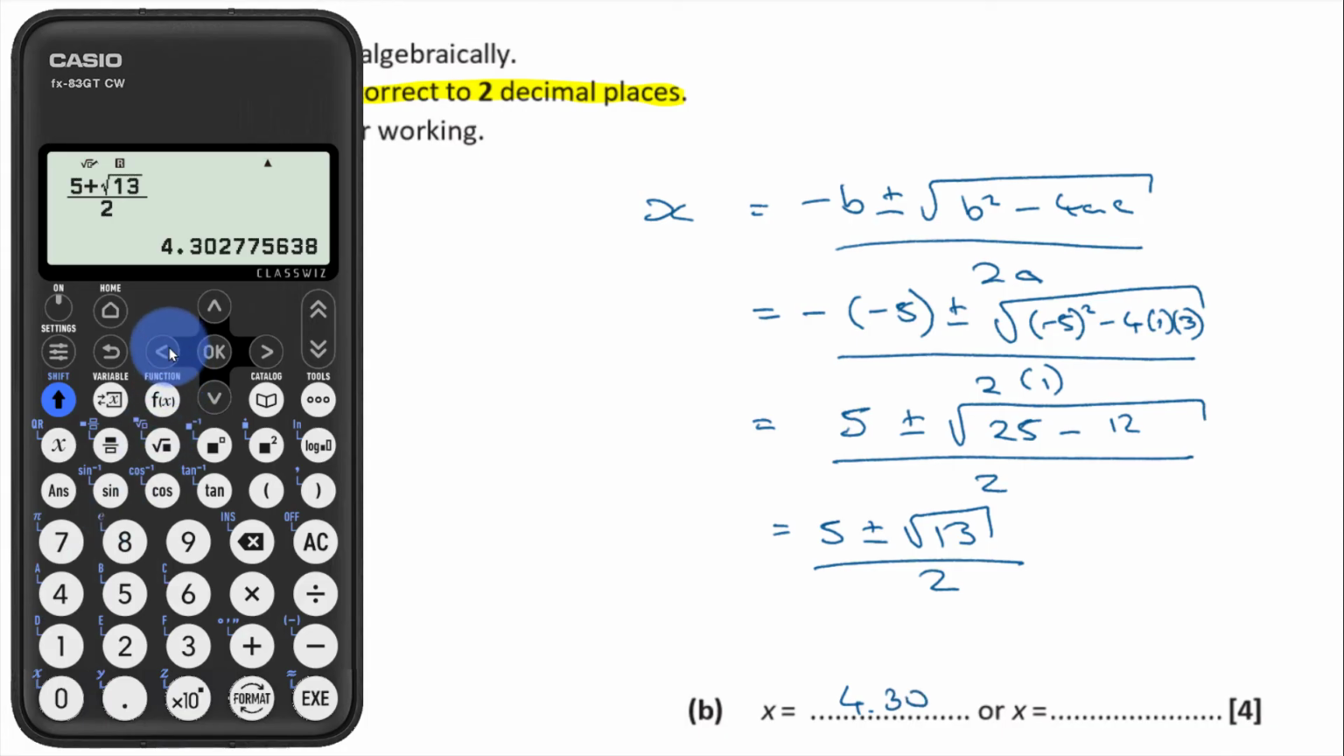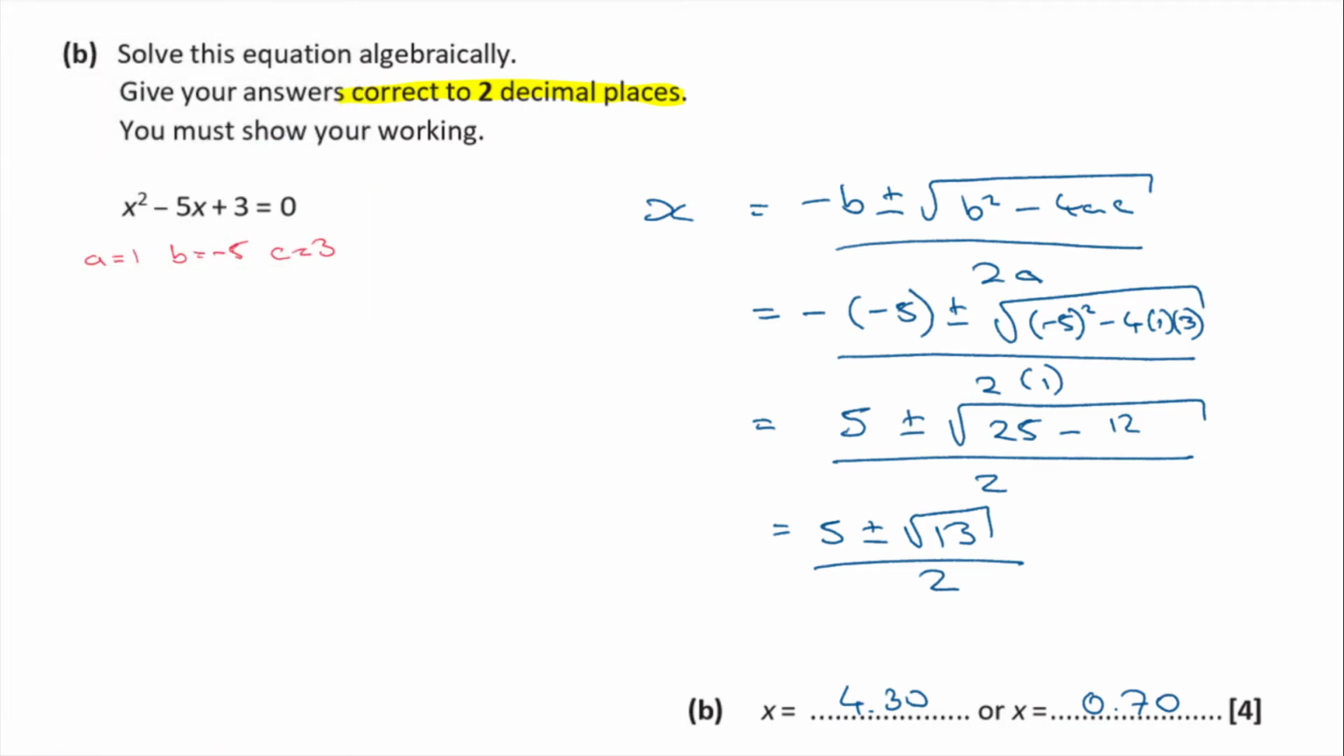Rather than typing the whole thing back in again, I'm just going to use the back key on my calculator. I'm going to delete the plus and put in a minus. So that's going to be 5 minus root 13. And that comes out to be 0.697, which is going to round off to 0.70, isn't it, to 2 decimal places. So there are my two solutions then, 4.30 and 0.70.